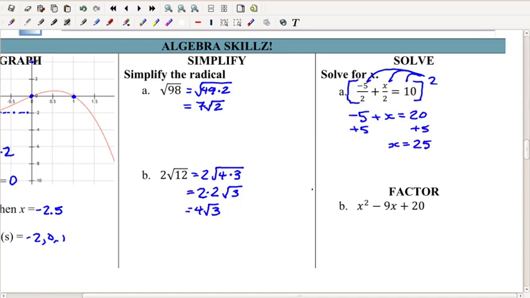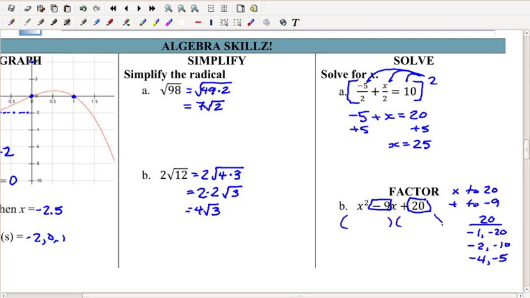And last one, practicing our factoring. Again, we want to find factors of 20, so things that multiply to 20, and add to the middle term, -9. So to add to a negative number and multiply to a positive number, we're going to need two negative factors. So I'm going to just start listing the factors of 20. Could be like -1 and -20. No, that's not going to add to -9. -2 and -10. Nope. How about -4 and -5? That makes sense to me. So then I'm going to just write my factors as x minus 4 and x minus 5.